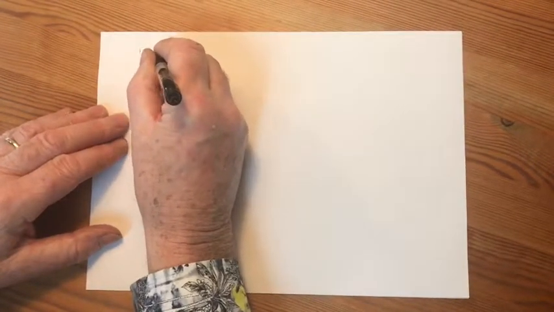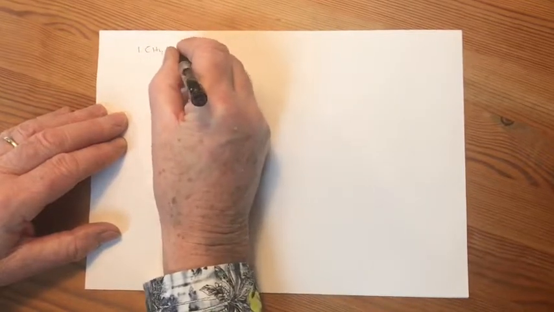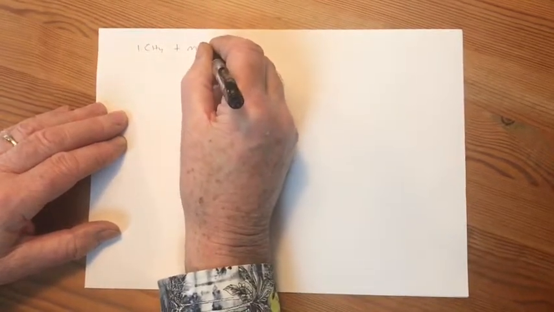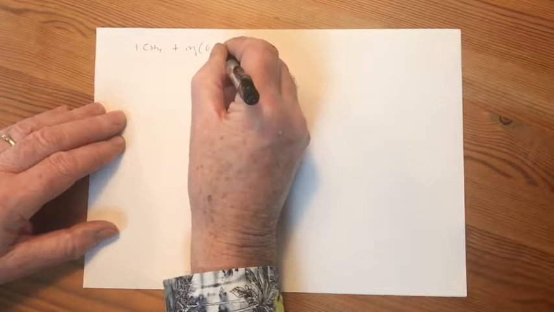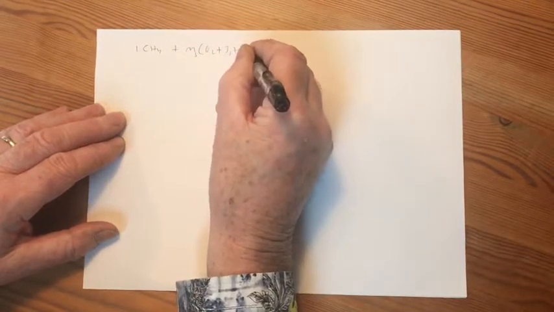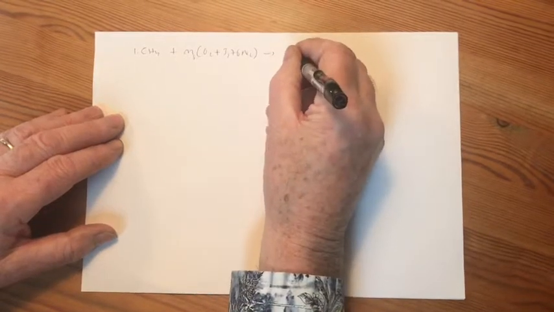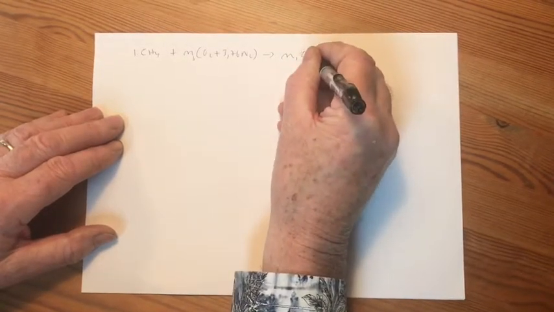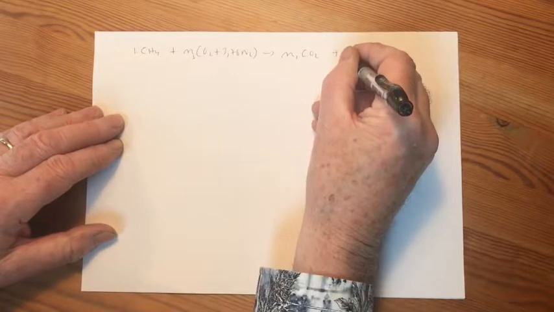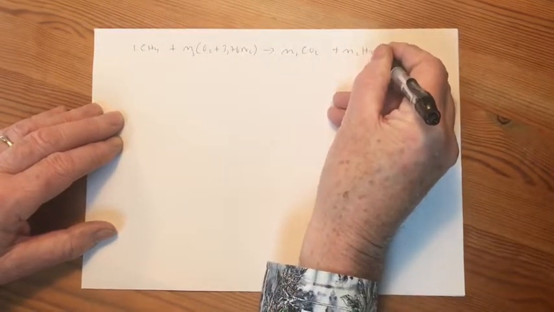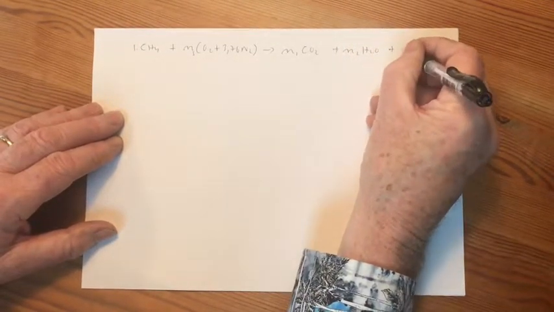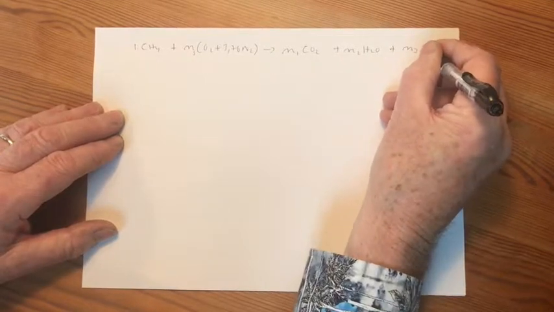So then we write 1 times CH4 plus Ns O2 plus 3.76 times N2. This goes on to N1 CO2 plus N2 H2O plus N3 N2.